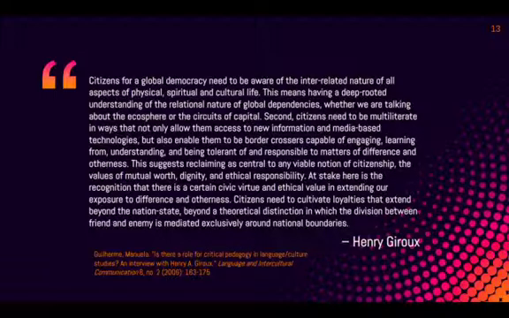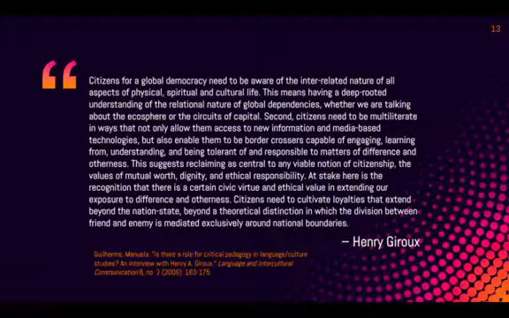Second, citizens need to be multi-literate in ways that not only allow them access to new information and media-based technologies, but also enable them to be capable of engaging, learning from, understanding, and being tolerant of and responsible to matters of difference and otherness. This suggests reclaiming, as essential to any viable notion of citizenship, the values of mutual worth, dignity, and ethical responsibility. At stake here is the recognition that there is a certain civic virtue and ethical value in extending our exposure to difference and otherness." That's a key sentence right there.